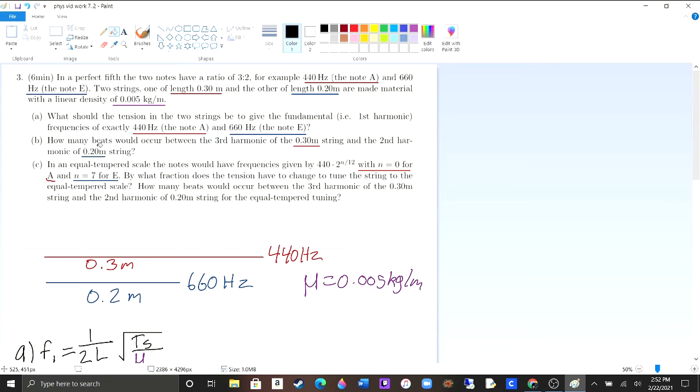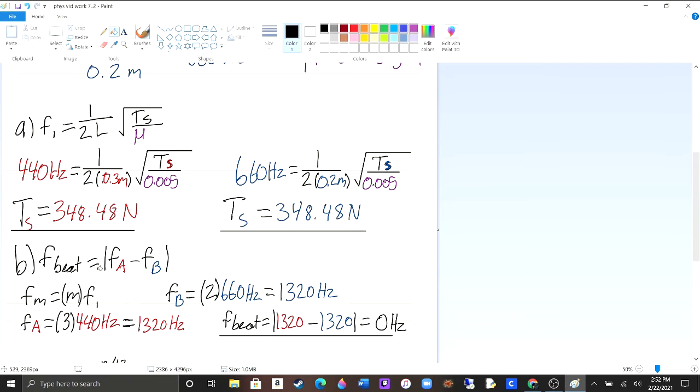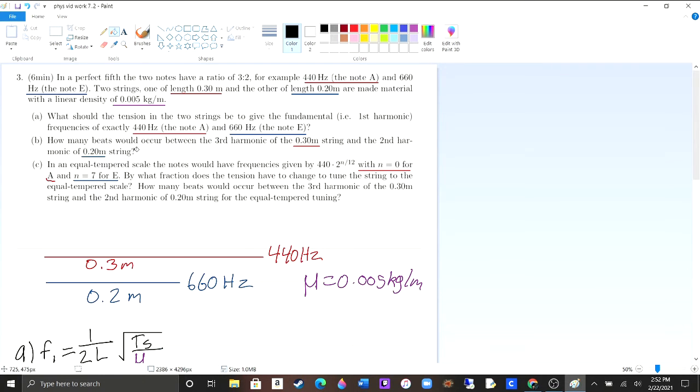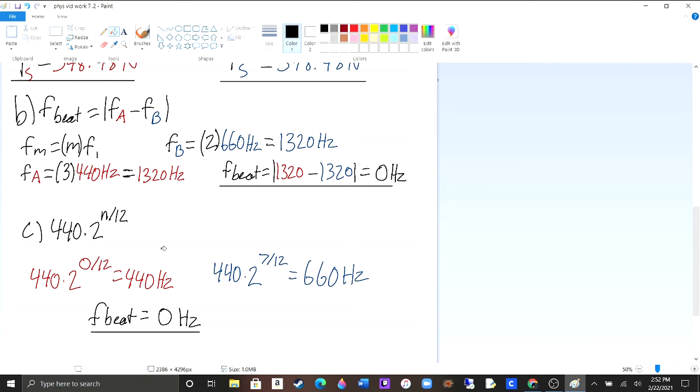And it asks for how many beats would occur between the third harmonic and the second harmonic of those two strings. The beat frequency is equivalent to the exact value of the frequency of one string minus the frequency of the other string. And since they're both the same, it's obviously 0. So the number of beats that occur is 0.